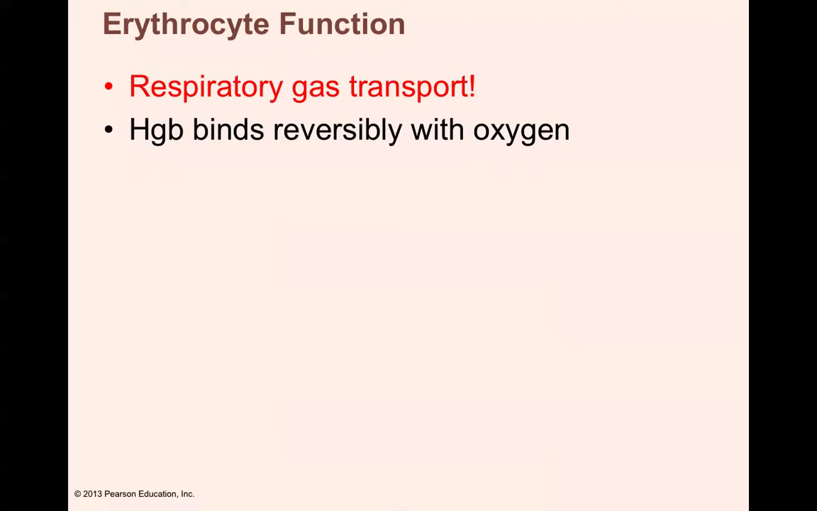So, what is the erythrocyte's function? Respiratory gas transport. Hemoglobin, here's another way to abbreviate hemoglobin, HGB. Hemoglobin binds reversibly with oxygen. That means the oxygen can bind to it when oxygen is in a high level in the blood, and then when oxygen is in a low level, when the oxygen is going out from the bloodstream to go into the metabolizing cells, the oxygen will come off the hemoglobin.